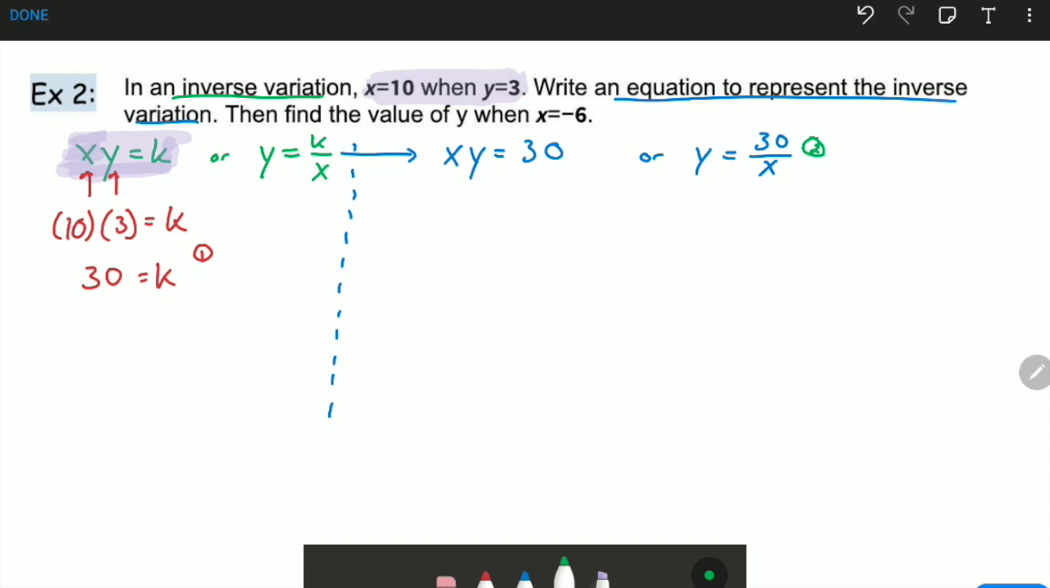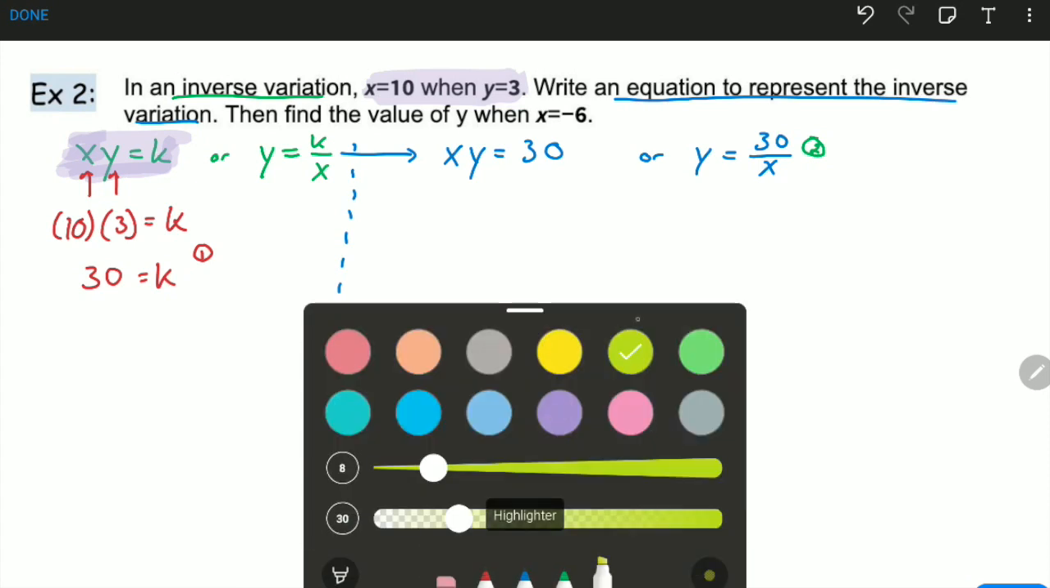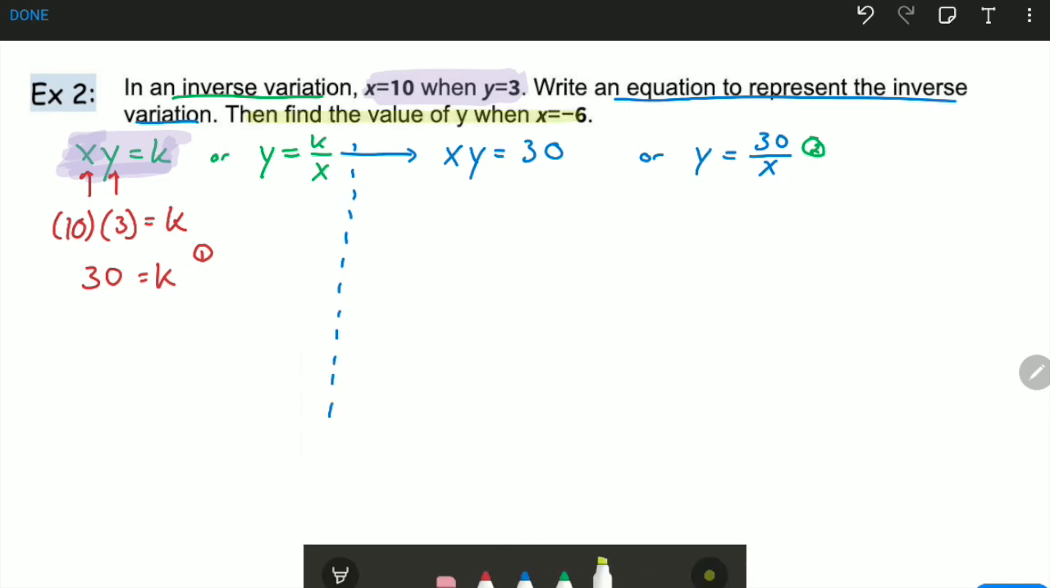And the third thing that you might be asked for is to actually use this equation after writing it, which is what we're actually asked here. Find the value of y when x is negative 6. So we can use either version of this equation. I'm going to stick with this one. I find that when you're solving for a variable, people tend to make more mistakes with the other one. So I'm going to focus on this one because it's a little easier to use and a little bit less prone to the mistakes that I've seen.